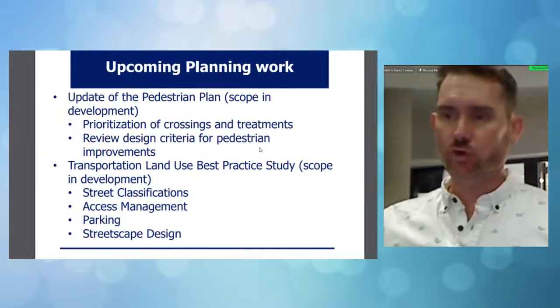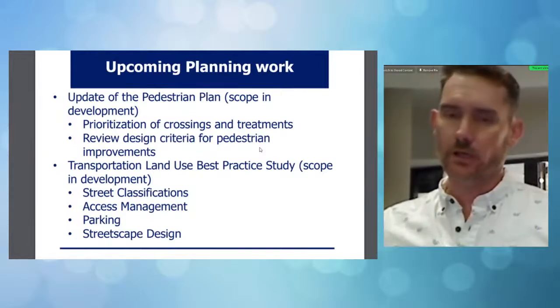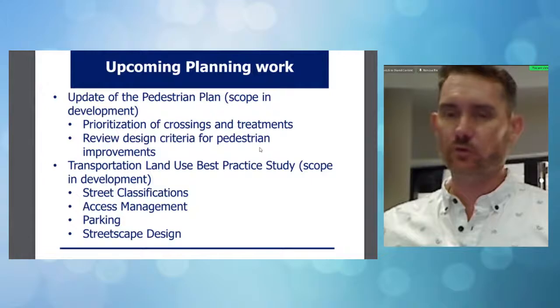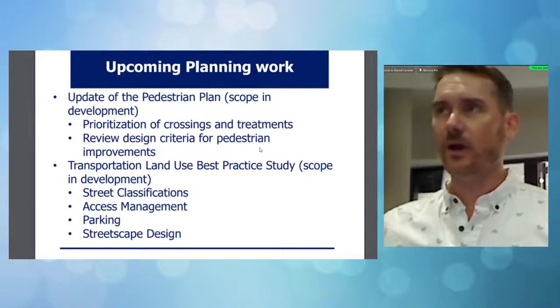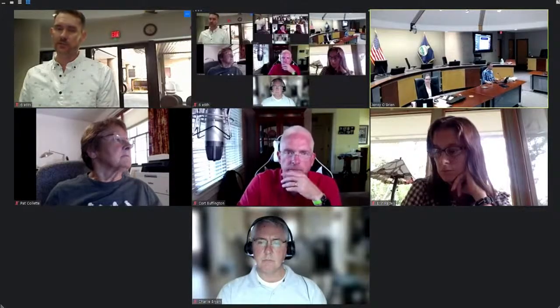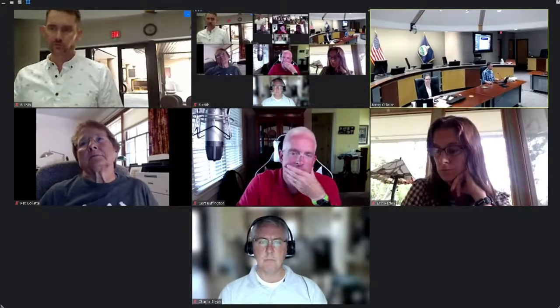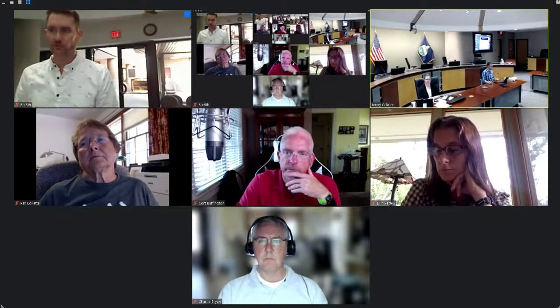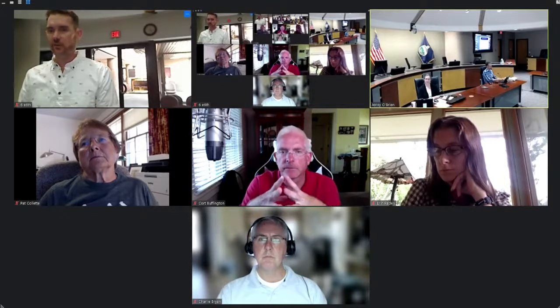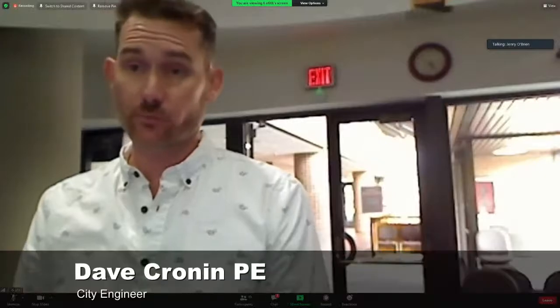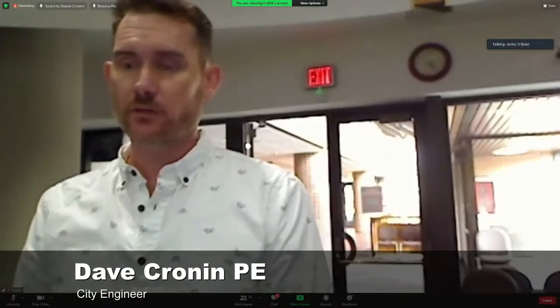I mentioned uncontrolled crossings. From what I've heard in previous conversations, there have been questions, concerns, or ideas about whether we should be looking at making improvements at crossings at controlled intersections, signalized intersections, larger intersections. And I think that could certainly be something that is discussed with that planning work.